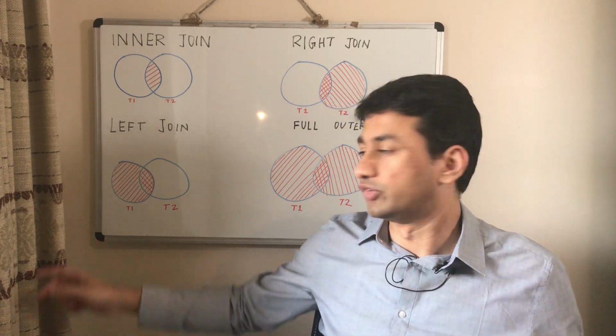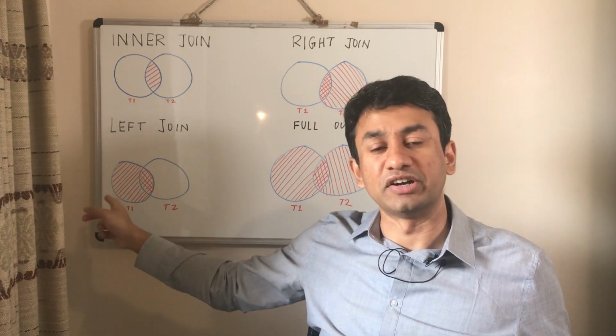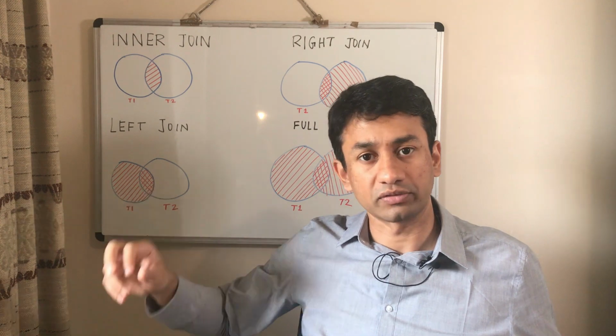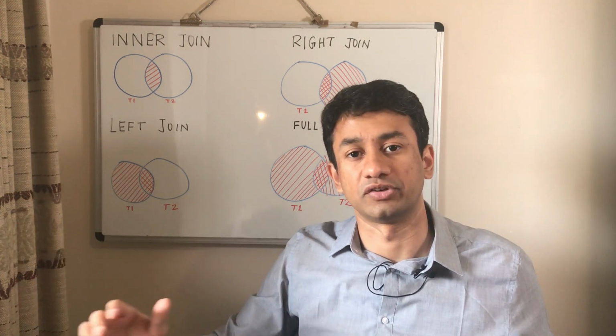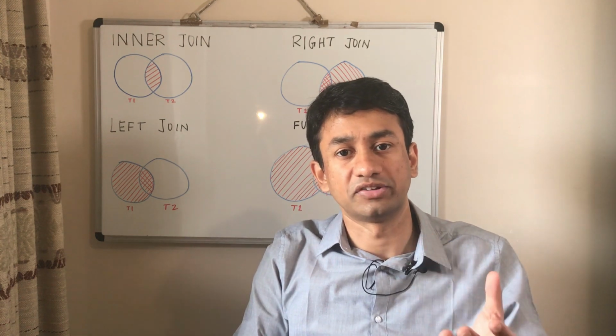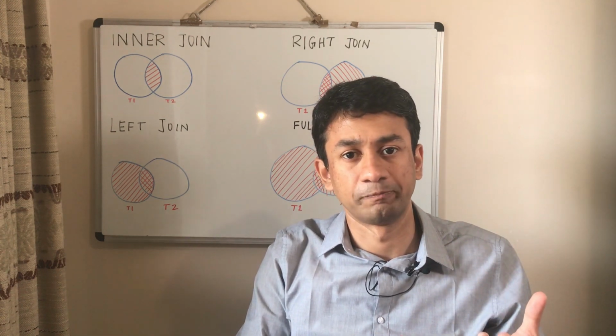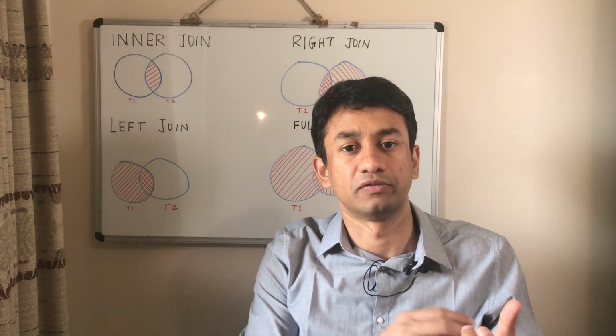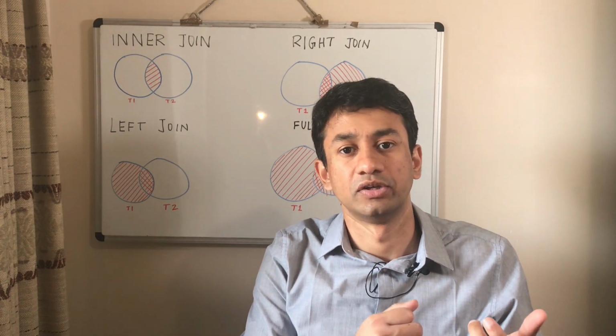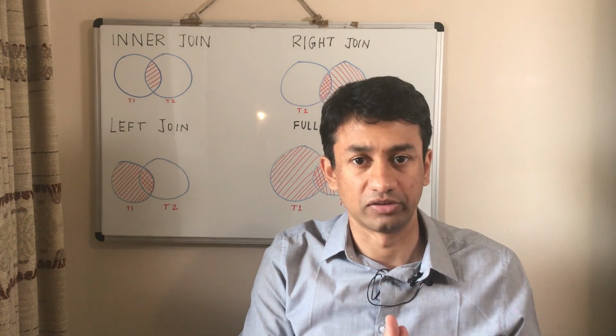So that's why, if you see here, everything that is present in T1 would come through, and whatever matching records are found in table 2 will also be fetched. So in our example, all the sales details that we have in table 1, whenever we have the weather data for that particular day from table 2, it will be fetched. So that's what will happen when you use a left join.